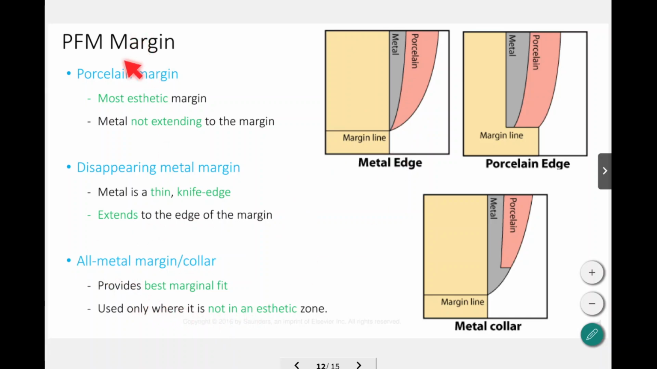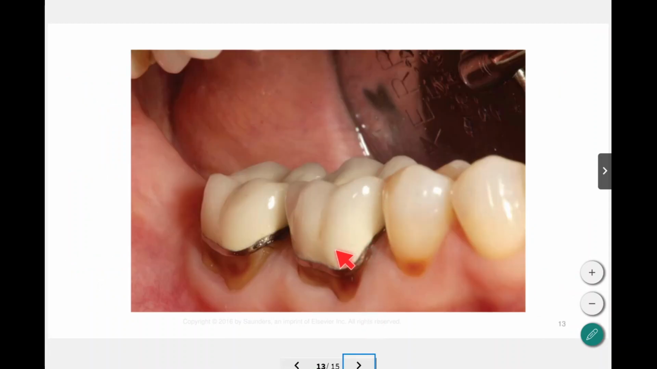And the other type of porcelain fused to metal margin that we have is the all metal, and you can see here again that's all metal. This is the best fit out of all these margins, but definitely it's not aesthetic, so we usually put it on posterior teeth. So if you look at this picture here, you see that this is the edge of the metal for porcelain fused to metal, and you can see it's completely clear, so it's like a metal collar or a metal margin. Because it's on the posterior teeth, it's not going to show as much as if it was on anterior teeth, and this would give us a better fit, so they would use it.